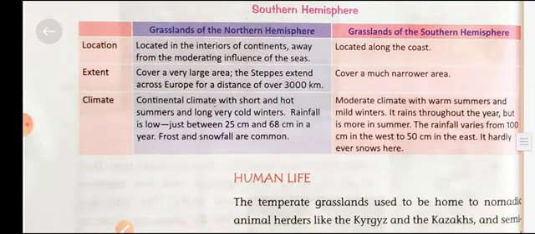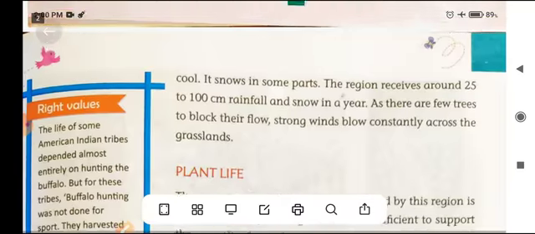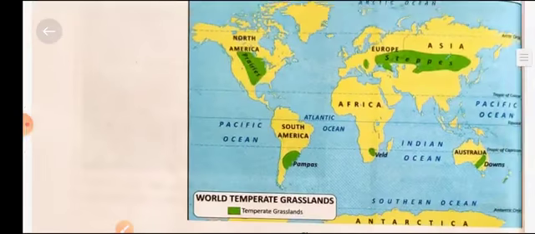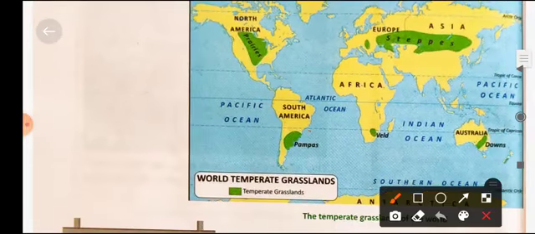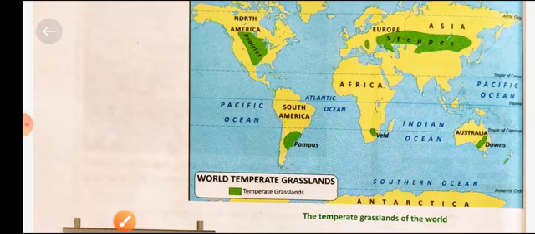Now, the grasslands of the southern hemisphere are located along the coast. As you see on the map, they are small but also located near the sea, like the Pampas near the Atlantic Ocean, the Veld, and also near the Indian Ocean and Southern Ocean. The Downs in Australia are located near the sea.